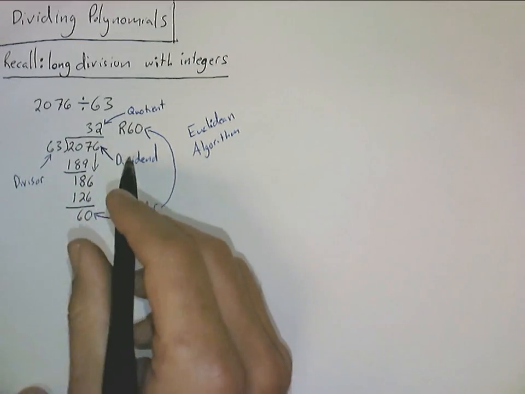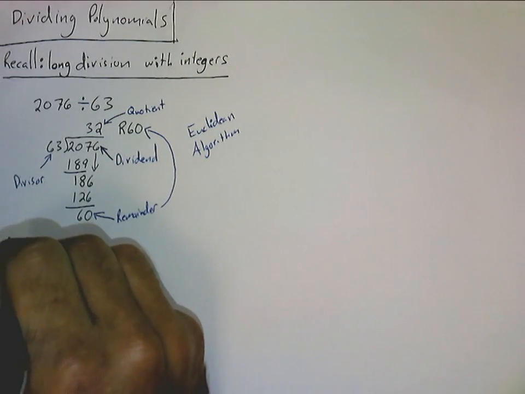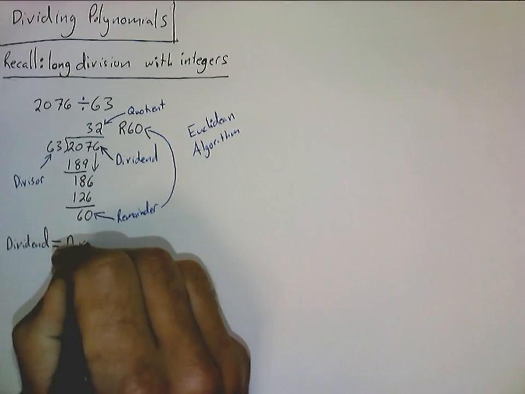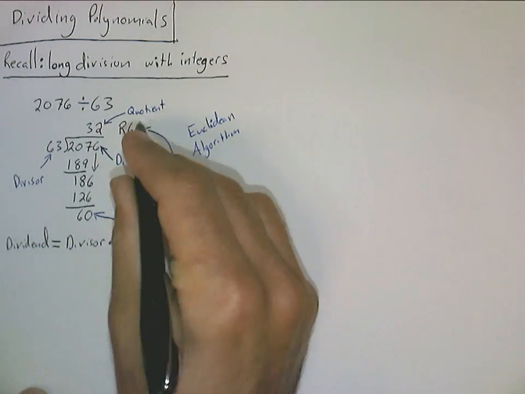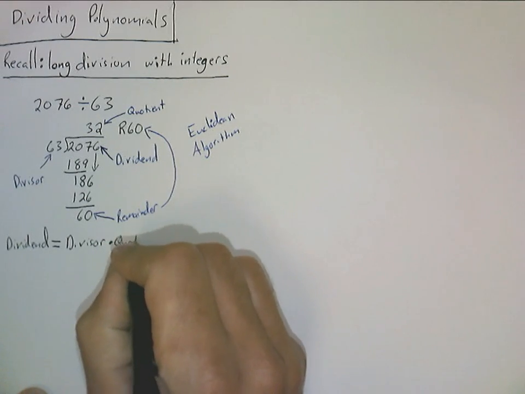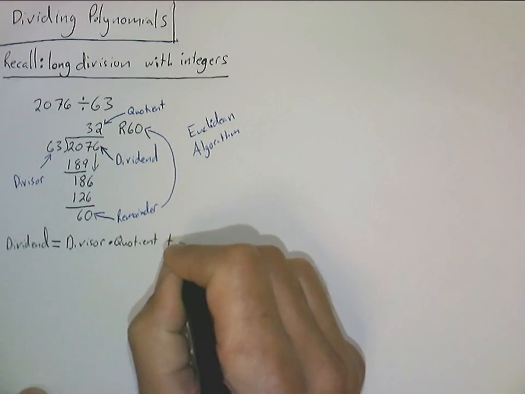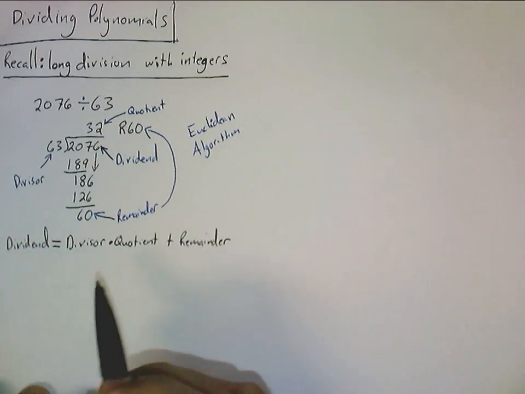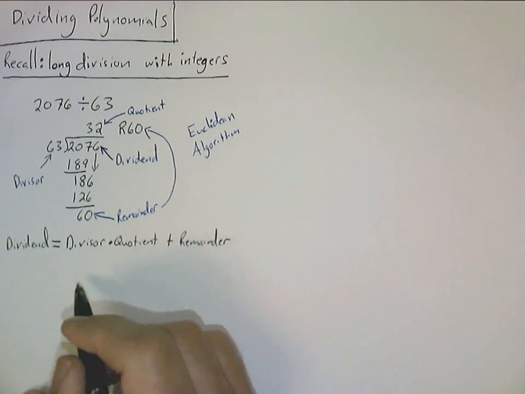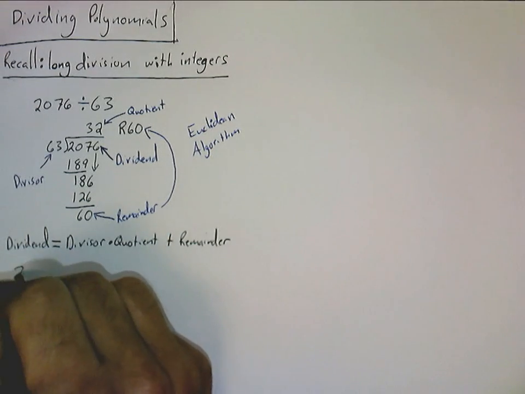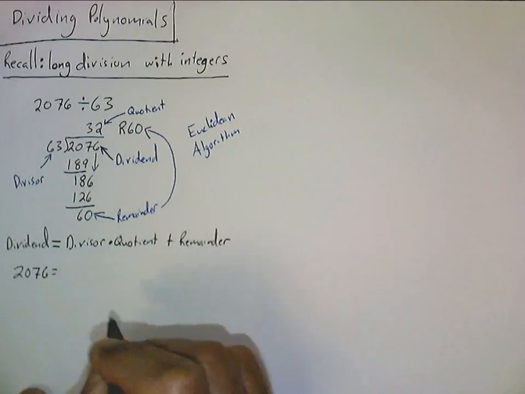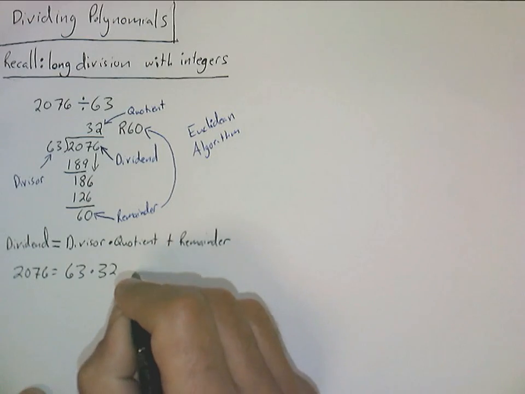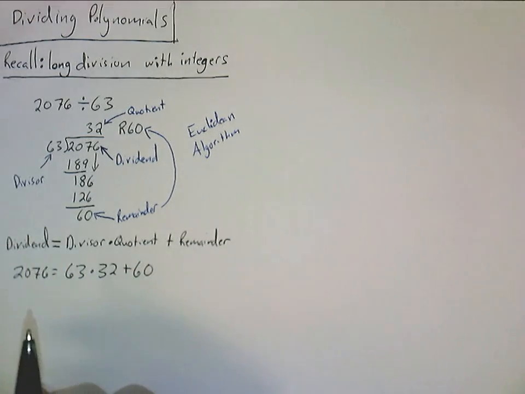But the bigger thing about this whole process is what it really means. And basically the idea here is that the dividend is equal to the divisor multiplied by the quotient plus the remainder. That's what this whole thing really means. So the basic idea here, for our example, is that 2076 is exactly equal to 63 times 32 plus 60. And of course, you can check that out if you want to.